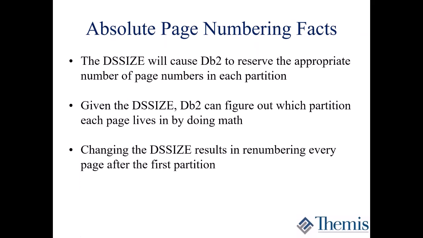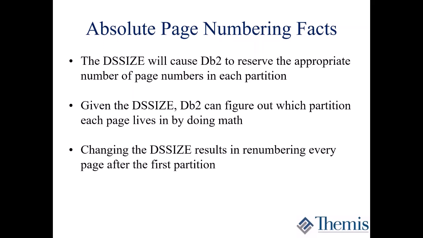And I think these bullet points are saying what I just said. The second one basically says, if you give DB2 a RID, which includes the page number, it's able to do math and figure out which partition that RID belongs in, right? Or which partition to go to find that RID. You give it a page number, DB2 looks at the DS size and can do a little bit of math to figure out what part we're talking about. Again, absolute page number. The partition number, excuse me, is not stored in the RID, but it can be derived by looking at the DS size and doing some math.